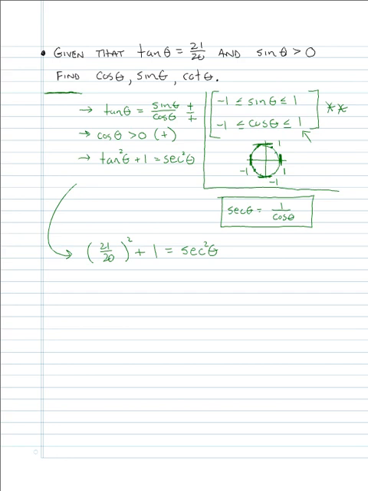So when we square 21, we get 441. And when we square 20, of course, we get 400. Now we're going to need a common denominator, so I'm going to go ahead and write 1 as 400 over 400. And that's equal to secant squared theta. So I'm going to turn this around while I'm working on it. Secant squared theta then is equal to 841 over 400. And so the secant of theta is equal to plus or minus the square root of 841 over 400. It's going to be one or the other. We just don't know which yet.